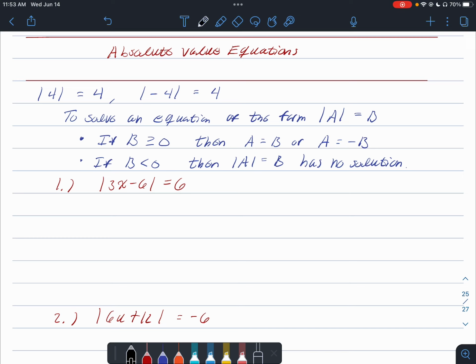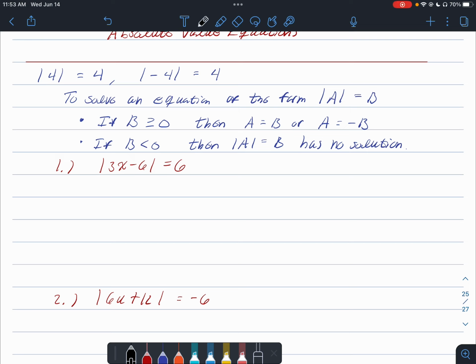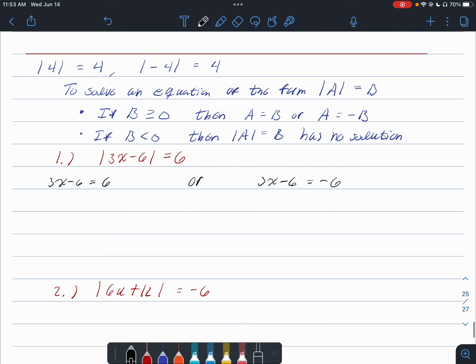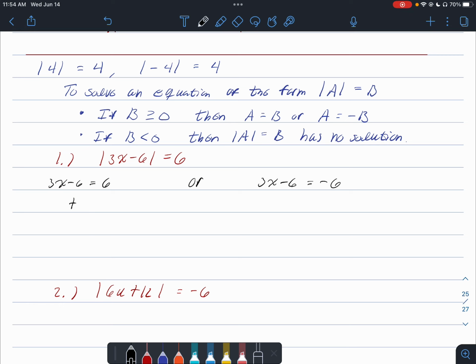Here we're given that the absolute value of 3x minus 6 is equal to 6. Since 6 is greater than or equal to 0, we have to consider 3x minus 6 equals 6, and we have to consider 3x minus 6 equals negative 6. So we're possibly going to have two solutions here. Let's go ahead and solve this one.